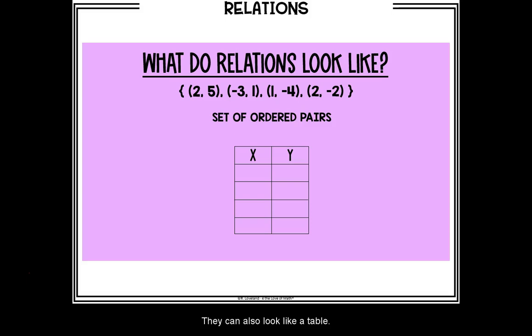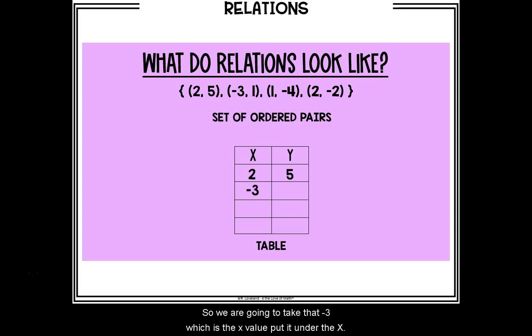It can also look like a table. When you have a table, you have an x on the left and a y on the right. You then go up to the ordered pairs, and you're going to take the x values and place them on the left side, and then the y value for each ordered pair is going to go on the right side under the y section. So we're going to take that -3, which is the x value, and put it under the x column. We're going to take the 1, which is the y value, and put it under the y column, and continue on, so that all of your x's and all of your y values from the set of ordered pairs are inserted into the table.